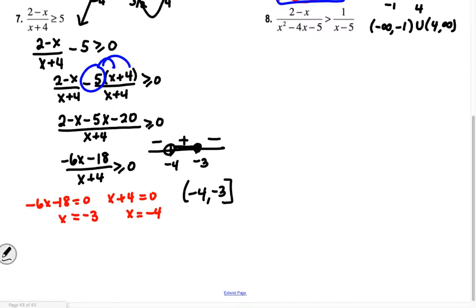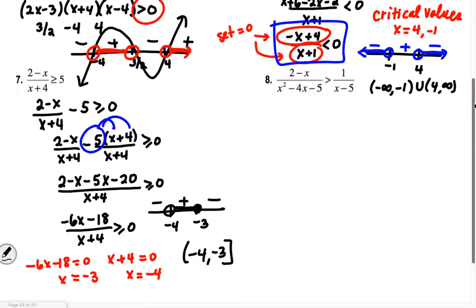Okay, one last one. Are we ready? Power through. We can do this. So I'm going to look at my denominators, and I notice that this first denominator factors into x minus 5 times x plus 1.